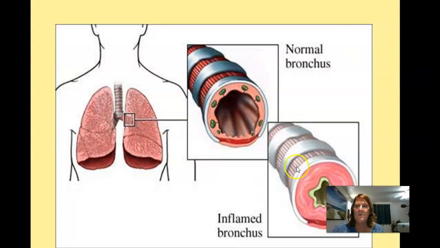So this is showing you the bronchial tubes, normal bronchial tubes, how big and wide they are. But when you have chronic bronchitis and they get inflamed, they swell up here. So the airways swell up, and then mucus and stuff starts forming, and it plugs it up even more. And it's really hard for that exchange of air and oxygen to happen.